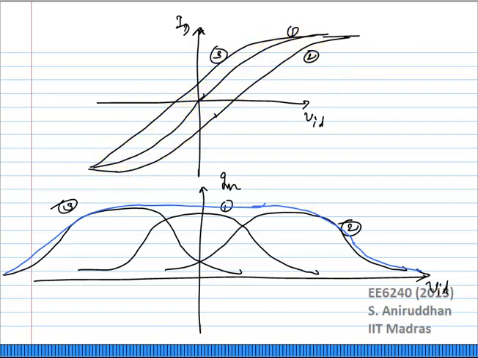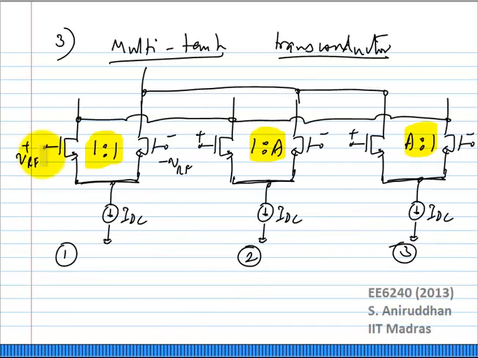Now to find out the overall transconductance, you need to take the slope of this curve. The one which passes through the origin will have a GM curve like this, 2 will have a GM curve like this, 3 will have a GM curve like this, right? So finally what we do is we connect all of these inputs together and connect all the outputs together.